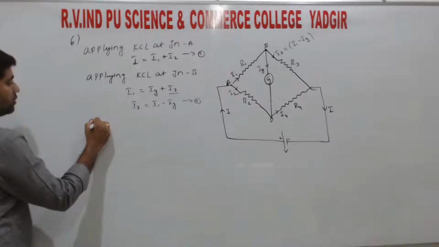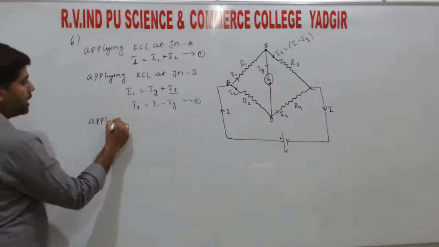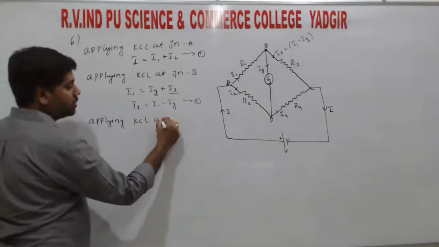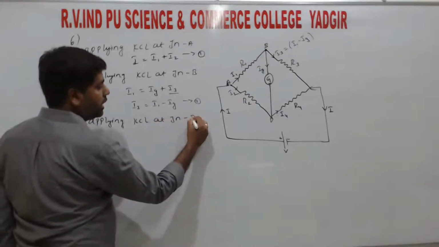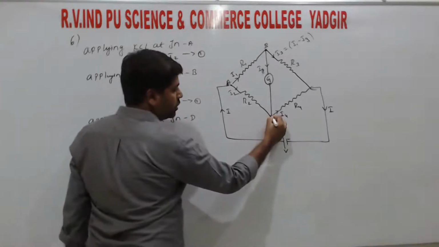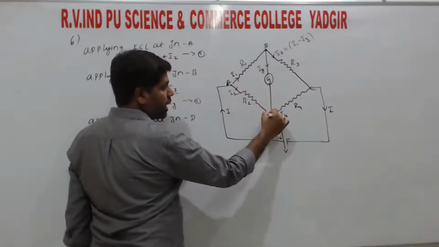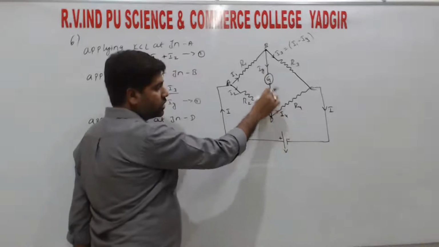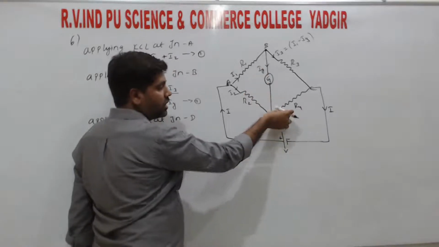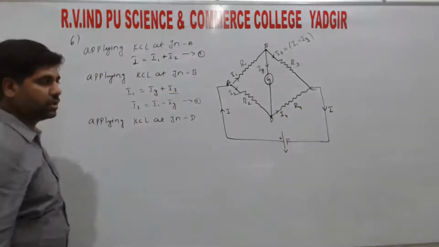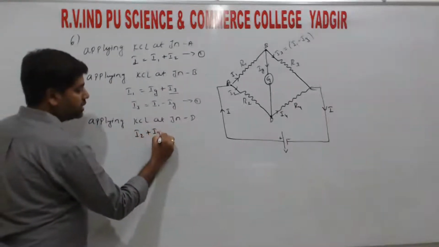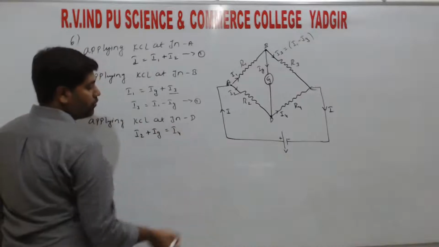So next, same, applying KCL, Kirchhoff current law at junction D. So here, the currents going in are I2 and IG. These two are currents meeting at the junction. These two are moving towards the junction and I4 is leaving the junction, right? So from this we can write I2 plus IG is equal to I4, right?